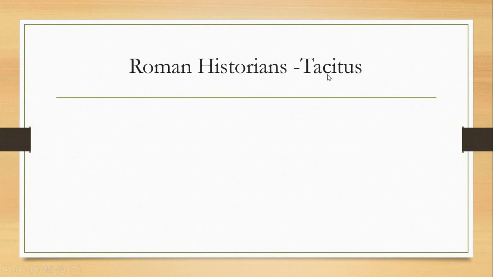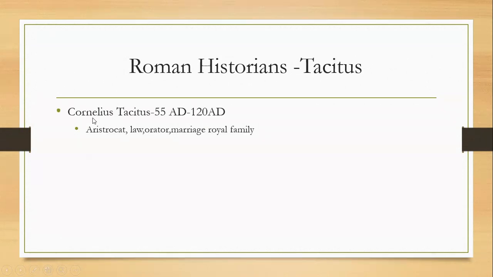The next person who is a very important historian is Tacitus. His name is actually Cornelius Tacitus. He was from 55 AD to 120 AD. So now we are coming to the AD. Until now, whomever we spoke about were all in the BC period. Now we are coming into 55 AD to 120 AD, that is the first century.